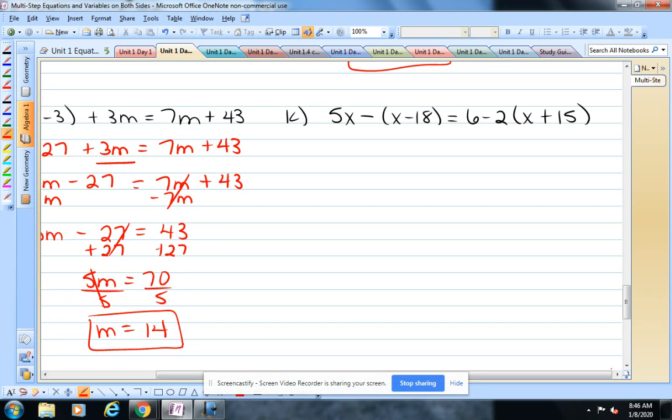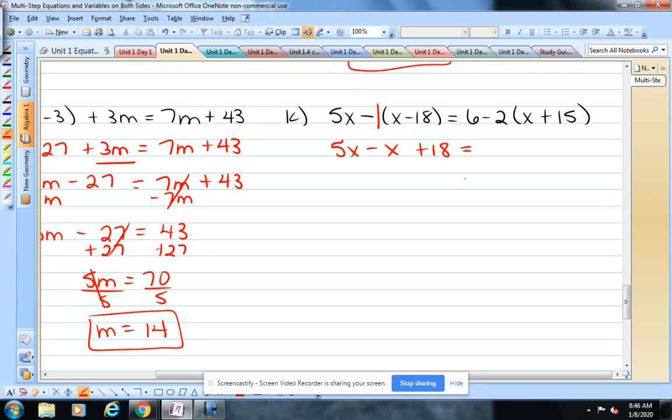All right. So, what do you think we're going to do first on problem K? How many times are we going to have to distribute? Good. We have 2 sets of parentheses, so we'll distribute twice. What are we distributing in the first parentheses? -1. Very good. So 5x is not being distributed, so I'm going to copy that. And then what's -1 times x? And -1 times -18? +18. So there's the left-hand side of the equation.